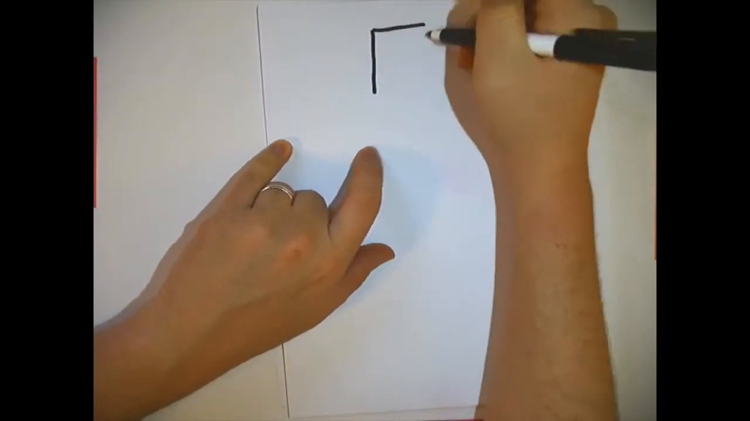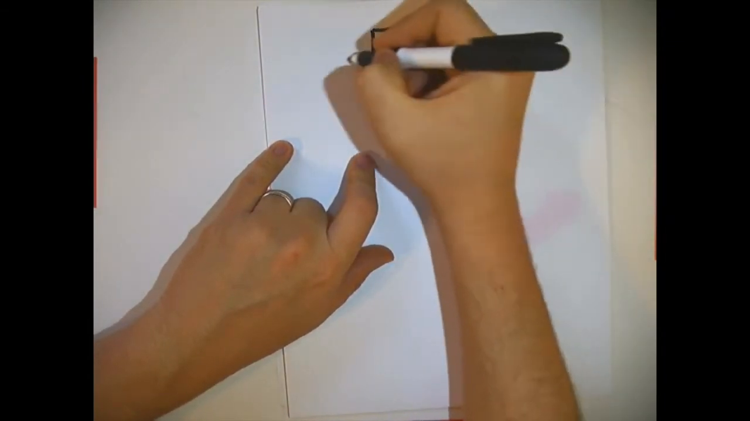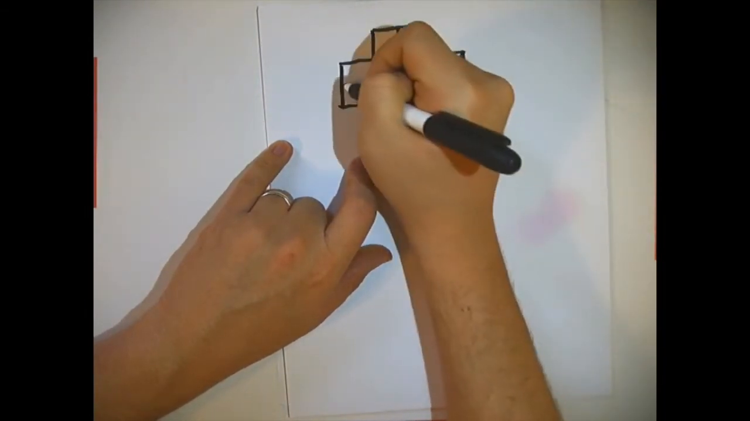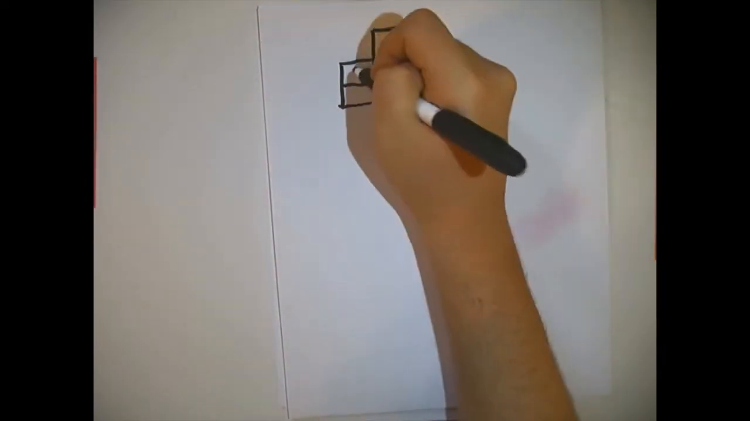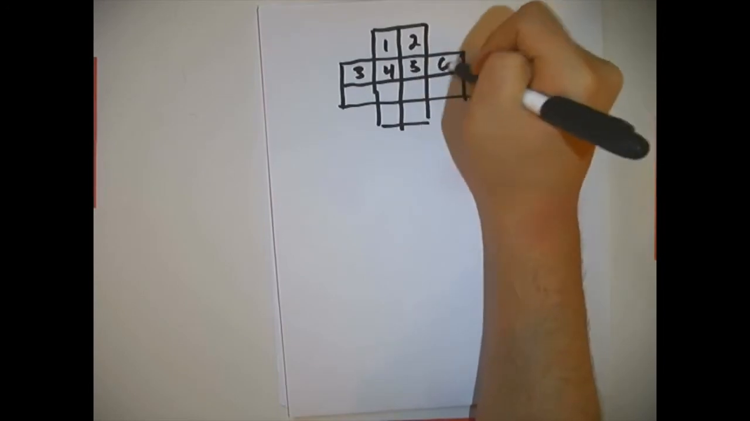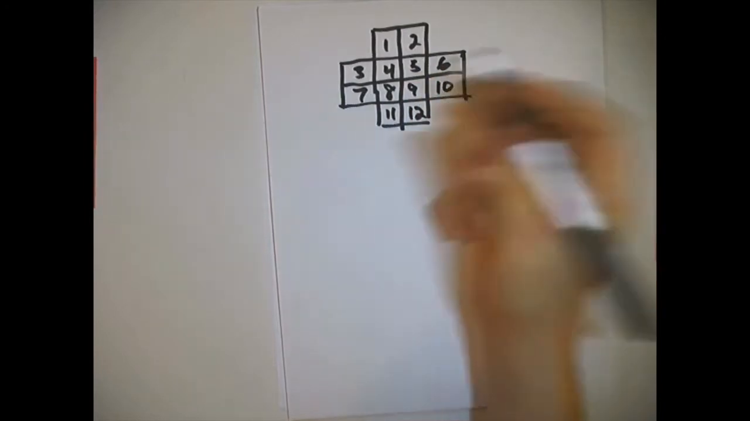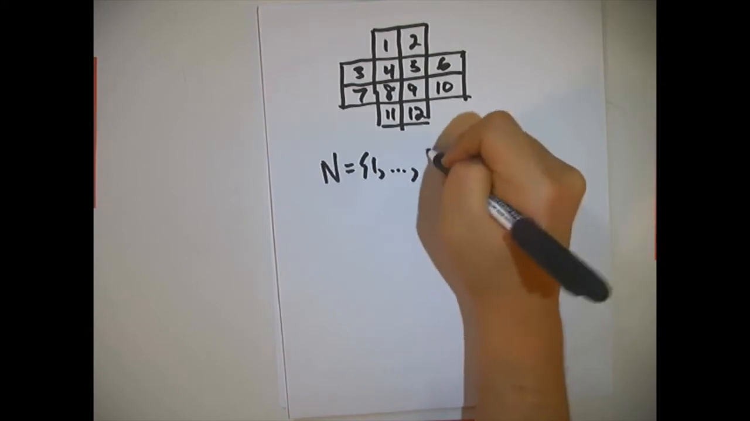All right. So what is the thing we're coloring? Well, the thing we're coloring is something that has this particular shape. So that, and then this, like that. And so our nodes correspond to these squares. So our set n is 1 through 12.